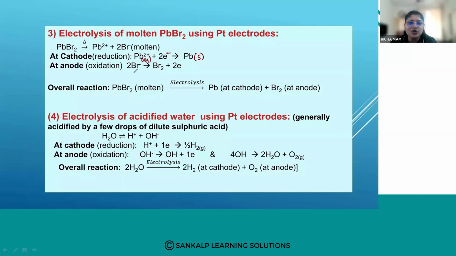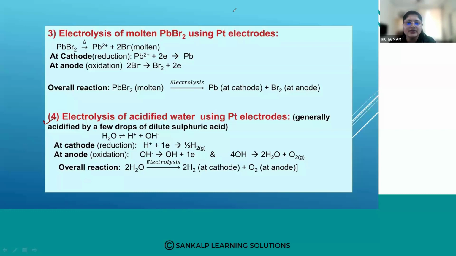And at the anode, what happens? Oxidation takes place. 2 Br- gives you Br2 and 2 electrons. After the overall reaction, PbBr2 gives Pb at the cathode and Br2 at the anode. This is the overall reaction. So what is done? We take lead bromide as a solution and two platinum electrodes, which are connected externally. After the electric current has passed, these are the reactions which take place respectively at the cathode and anode.